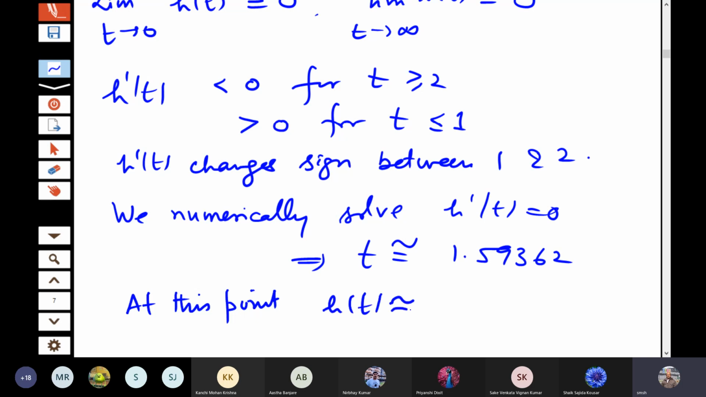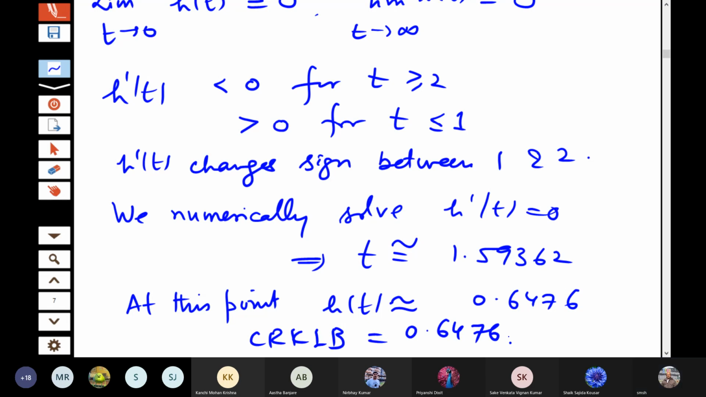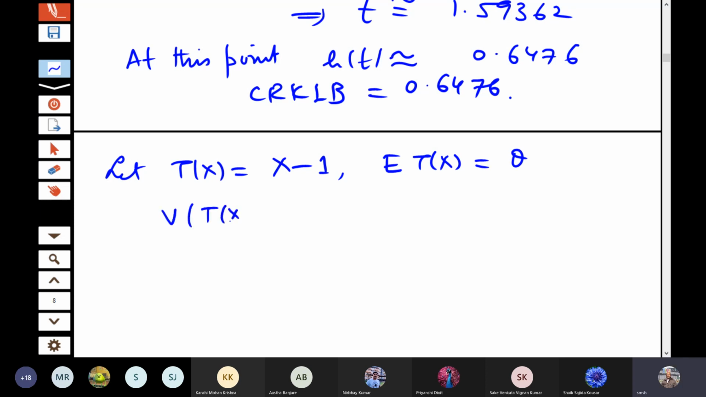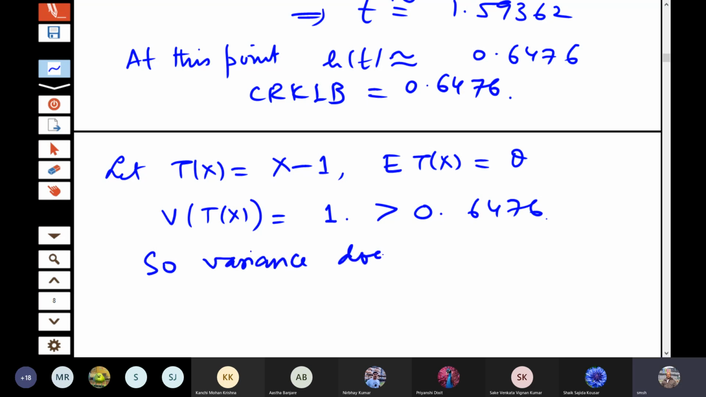At this point h(t) is equal to 0.6476. So the CRLB is equal to 0.6476. If I am considering an unbiased estimator, suppose I take T(x) is equal to x minus 1, then the expectation of T(x) is equal to theta and the variance of T(x) is equal to 1, which is obviously greater than 0.6476. So the variance does not achieve the bound.